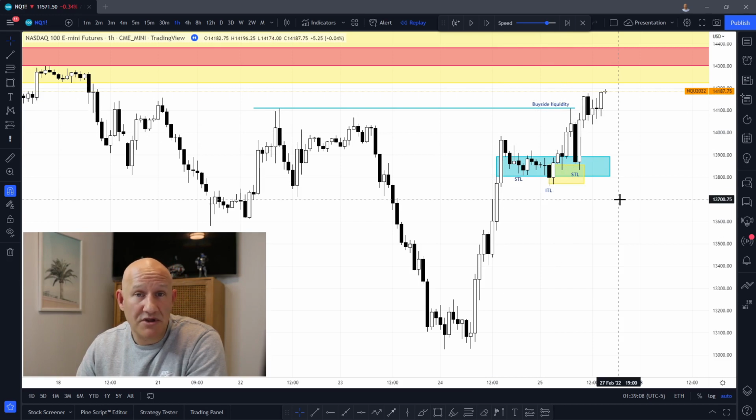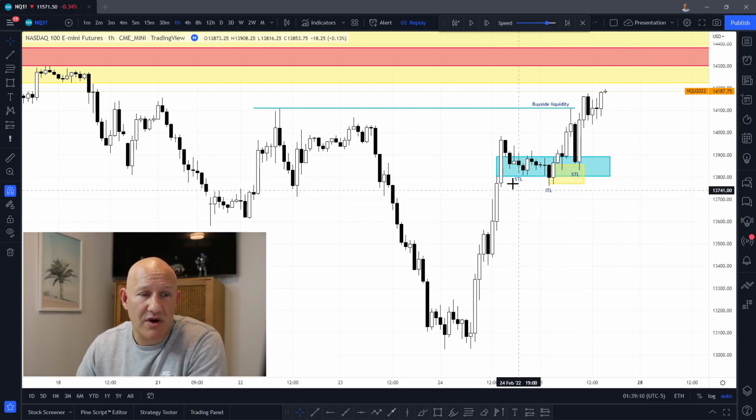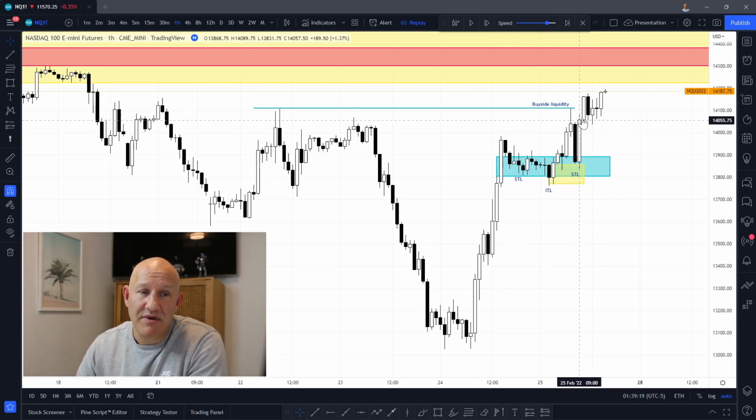We also have a bullish fair value gap formed on the chart as well. So you can see we have this imbalance here, and you can see price has quite well respected that bullish fair value gap and has traded in amongst it before going higher.